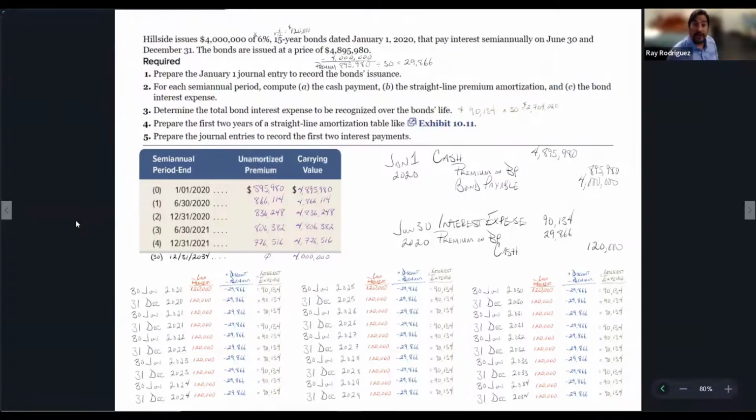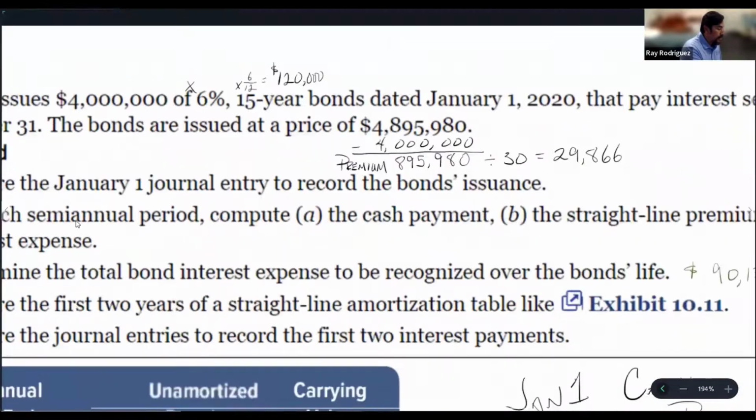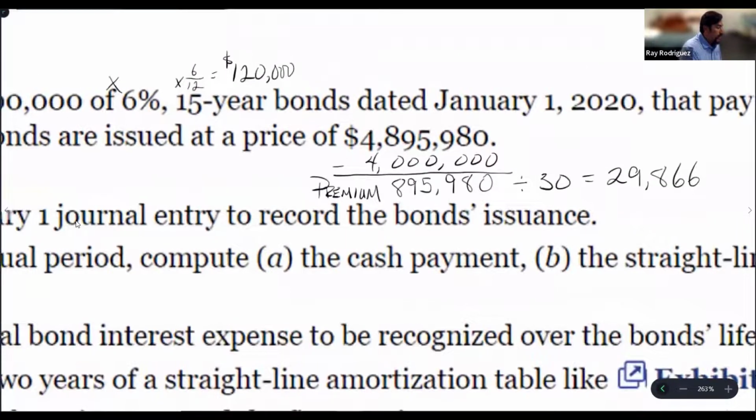Here's the third version of the problem, premium. The exact same problem, but now we've issued them at $4,895,980 for a $4 million bond. So our premium is $895,980 spread out over 30 periods. $29,866 is our adjustment every period.